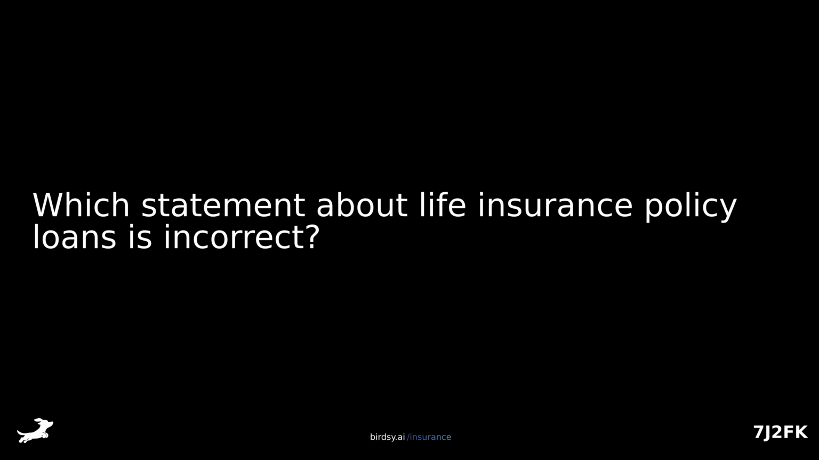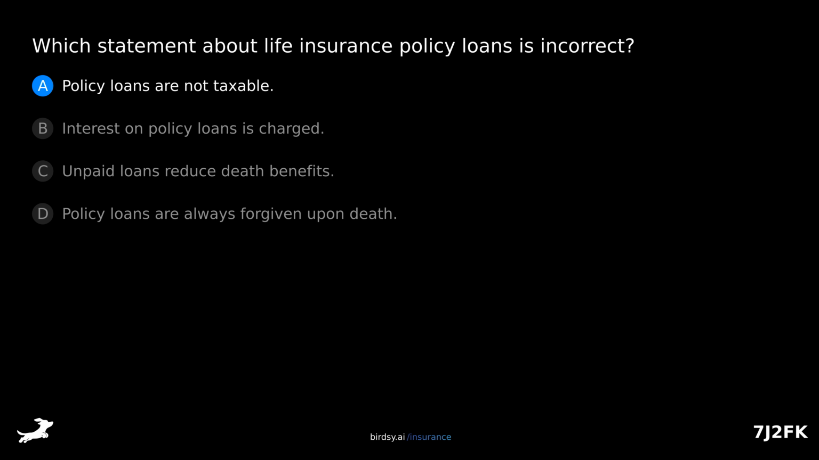Which statement about life insurance policy loans is incorrect? Is it A. Policy loans are not taxable? B. Interest on policy loans is charged? C. Unpaid loans reduce death benefits? Or D. Policy loans are always forgiven upon death? The answer is D. Policy loans are always forgiven upon death.